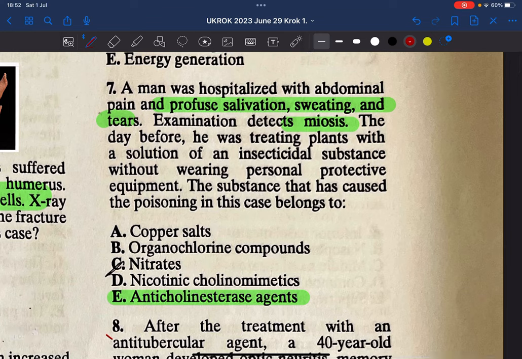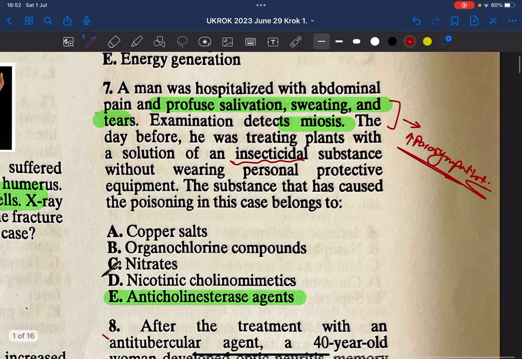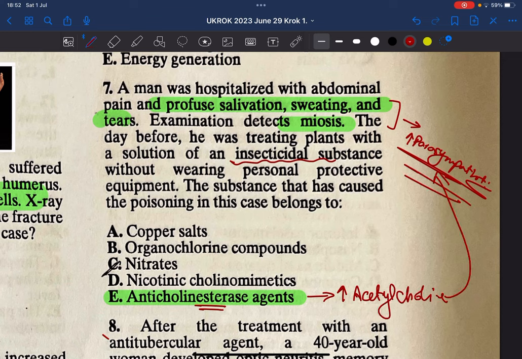Here we have a question, a man hospitalized with profuse salivation, sweating, tears, and miosis. These are signs of increased parasympathetic system activity, in someone who has poisoning by pesticides, organophosphorus compounds. These compounds have a mechanism of action of anticholinesterase, inhibiting the enzyme that breaks down acetylcholine. This will lead to increased acetylcholine action, and acetylcholine will increase the parasympathetic action because it's the neurotransmitter of the parasympathetic system.